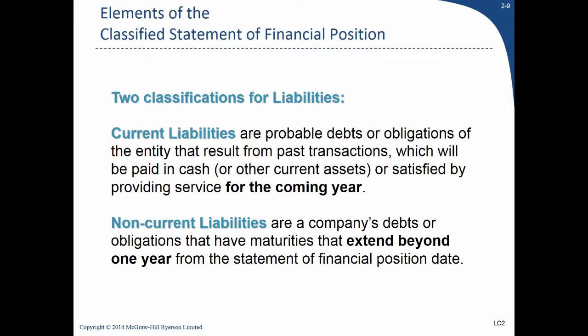Non-current liabilities are long-term debt. Maturities, debt maturity is when it expires, when it's required to be fully paid off. Okay? If you have a mortgage, a 25-year mortgage, that's a long-term liability, right? You're not paying it off in the next year. That would show up in the long-term or non-current liabilities section.